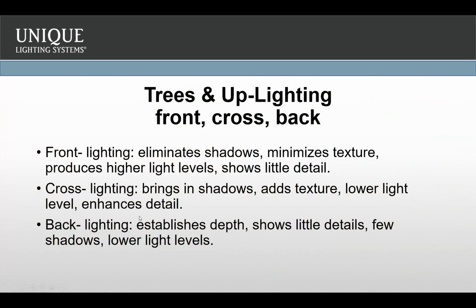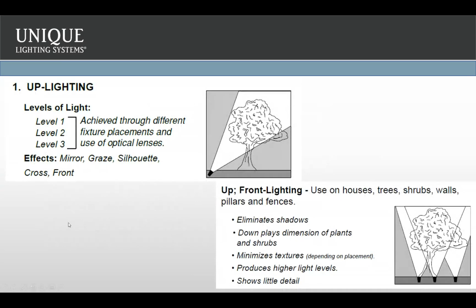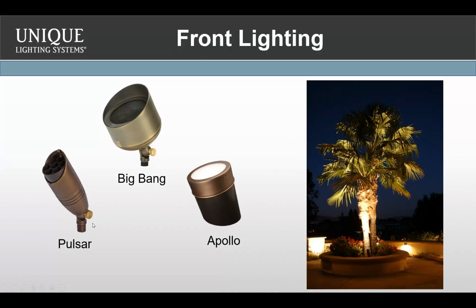Lighting techniques. I'm going to talk real quick about some general lighting techniques that I like to use when designing or installing a system. You can see the three things I'm going to talk about right now: front lighting, cross lighting, and back lighting. Front lighting, or up lighting, is exactly what it says. You're putting one, two, or three lights in front of a tree or an object and shining up, creating a look like this.